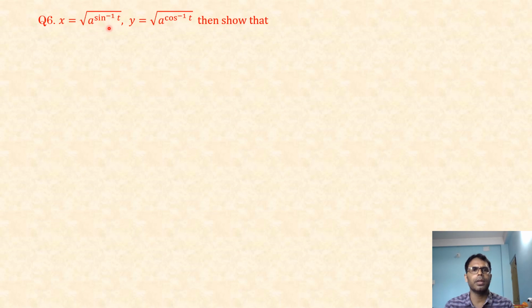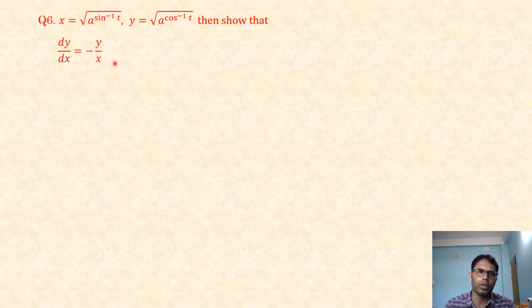Number 6: x is equal to root over of a to the power sin inverse t, and y is equal to root over of a to the power cos inverse t. Then show that dy/dx is equal to minus y by x. So this time, after finding dy/dx, you have to convert the terms in terms of x and y, because generally if I find dy/dx, the result will come in terms of t, but as per the question you have to write it in terms of x and y. So this problem can be solved in different ways.